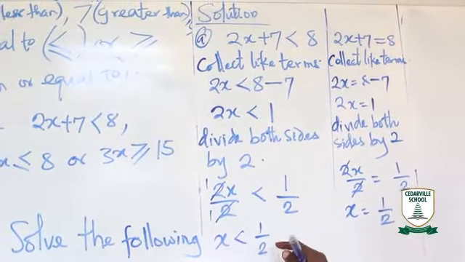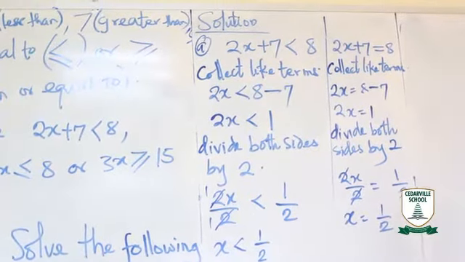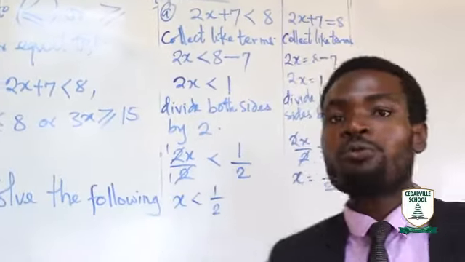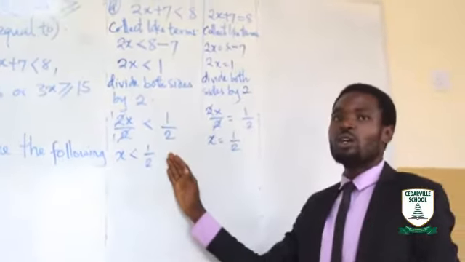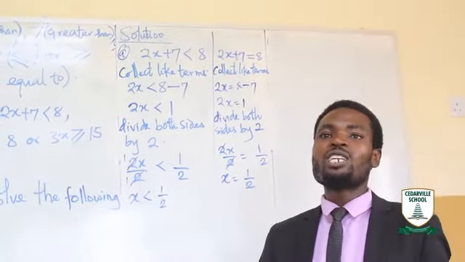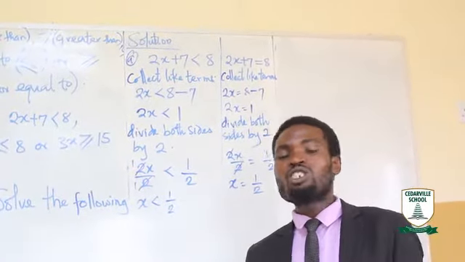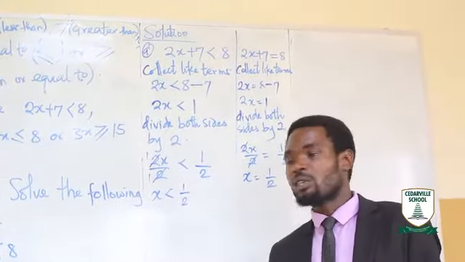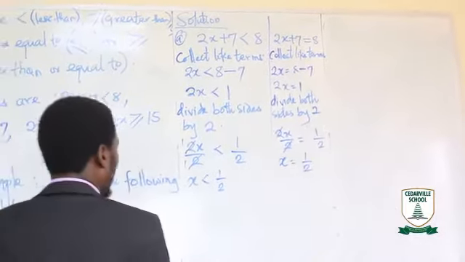The next thing is to represent this solution graphically. What do I mean graphically? You don't need to go and get a graph before you can represent this solution on a graph. What I'm saying is you represent it on a number line. If you remember, we treated number line in grade 7, number line using directed numbers. So that is what we want to employ here now.